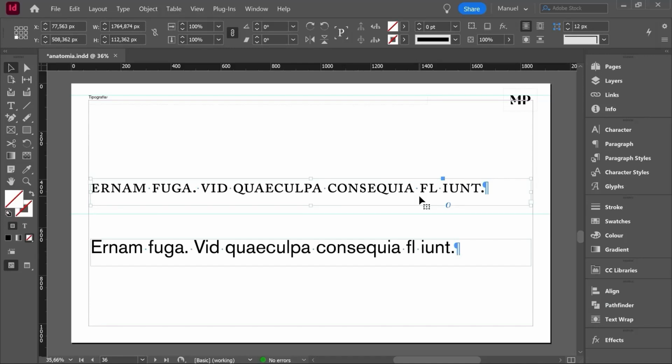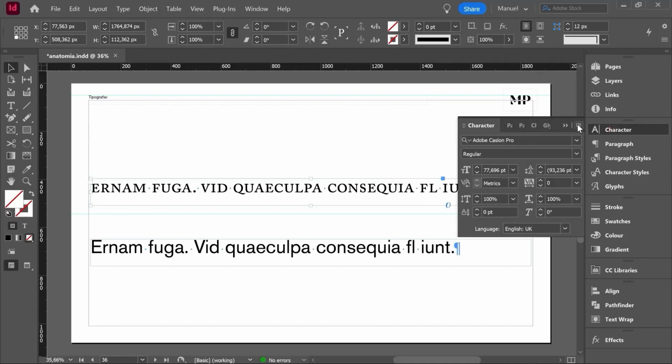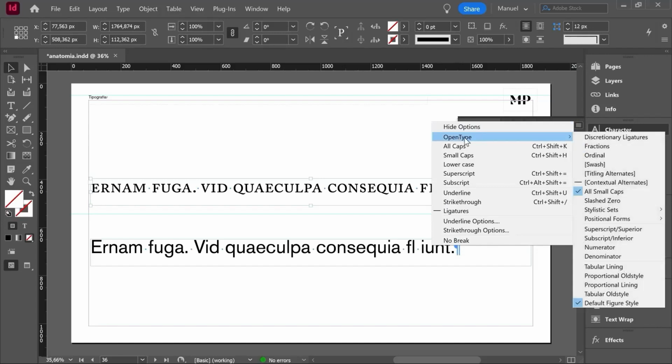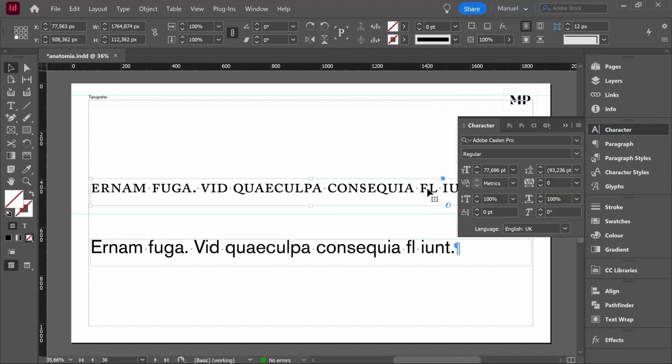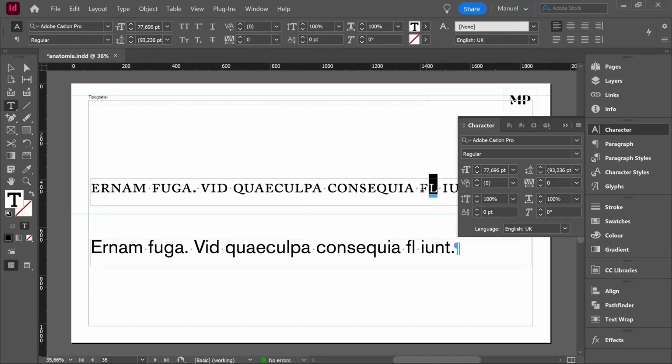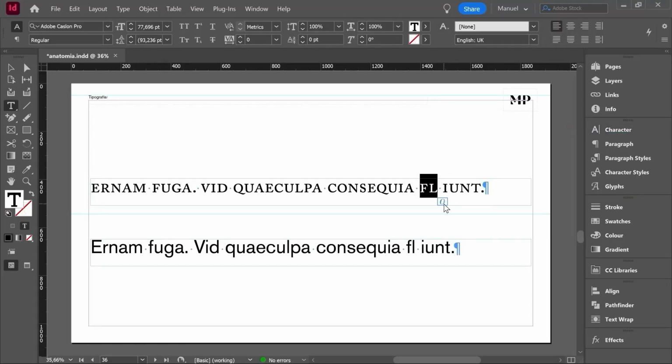If I want to activate the OpenType options of this typeface, I should go within Character to the little hamburger, and here we have the OpenType options. As you can see, the All Small Caps option is checked so that it shows up when I click on the on-screen text. But I could select different options, for example here, the ligatures we were talking about. If I select this pair of letters, FL, I see the OpenType symbol, I click it, and I will get the option to make a ligature here.